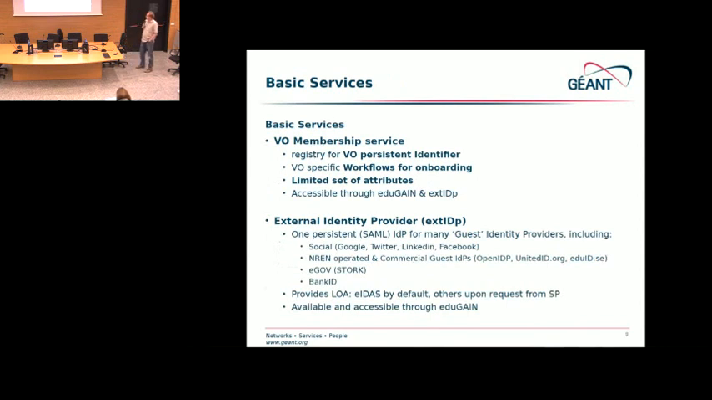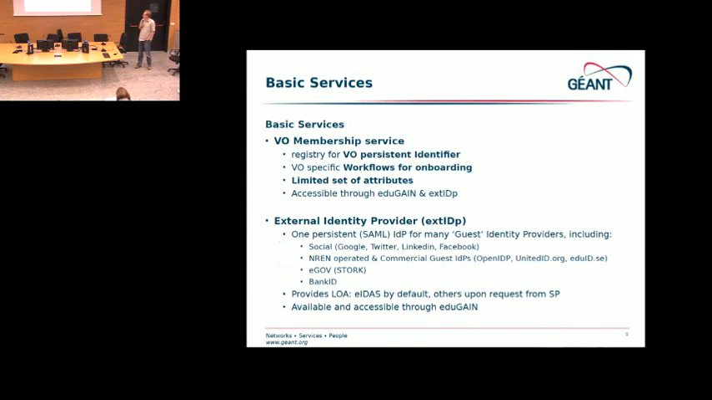What kind of functional requirements are we going to serve? The basic services will begin with two. First of all, there will be a VO membership service. Basically, who are the people that are the members of my VO? To provide a service where you can actually register your own members.